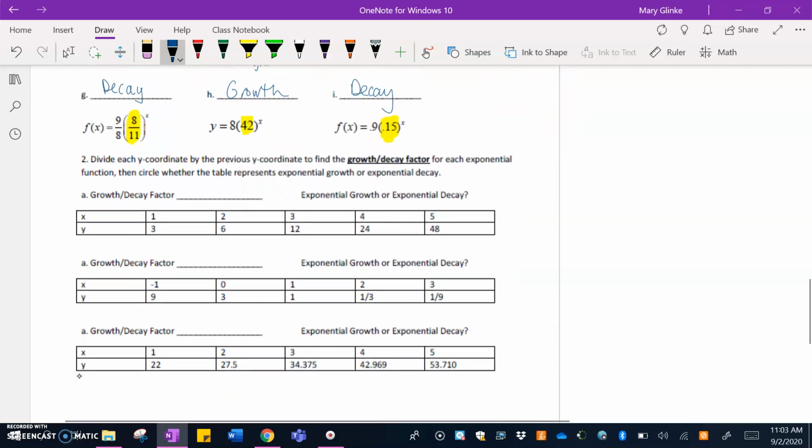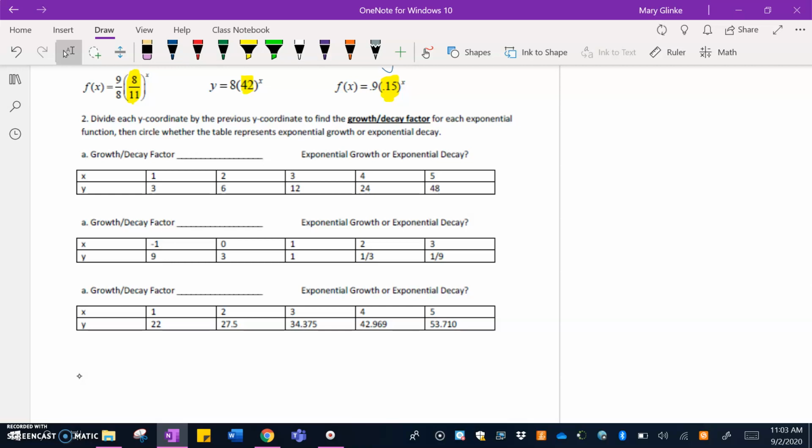For number 2, let's go ahead and take a look at that. We want to divide each y-coordinate to find the growth factor for each function and then circle if it's growth or decay. So if you can look at it and say, from 3 to 6 and from 6 to 12, oh, I can see this pattern, right? 3, 6, 12, 24. It's doubling. You're multiplying by 2. If you can see your pattern like that, then you can just go ahead and say, well, that decay or growth factor is going to be 2. And this is exponential growth because we are multiplying by a number greater than 1, and as you go over time, your numbers are getting larger.